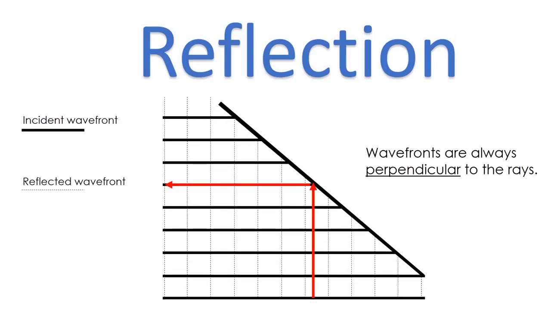So in terms of thinking about how the two models relate, if we put the rays onto this system, the wavefronts, as Huygens imagines them, are always going to be perpendicular to the rays that Newton imagined. That's a useful way of relating the two models.